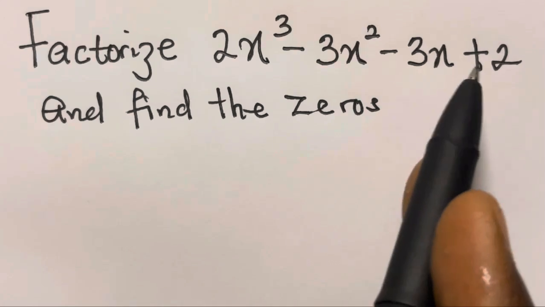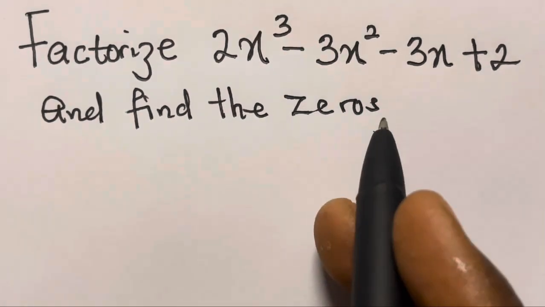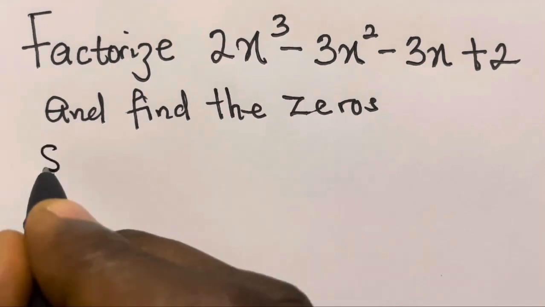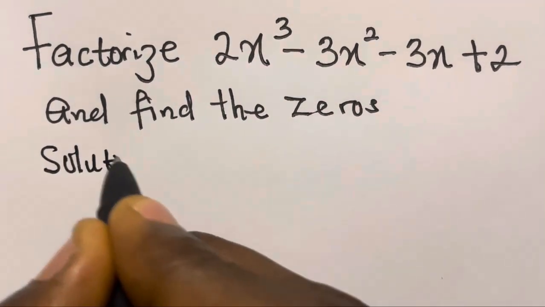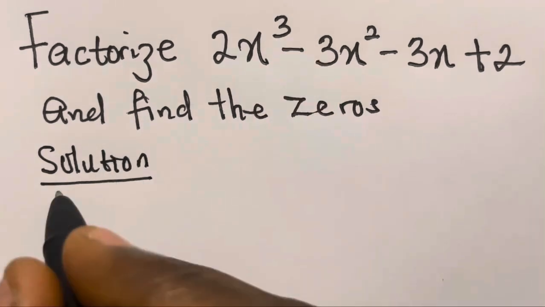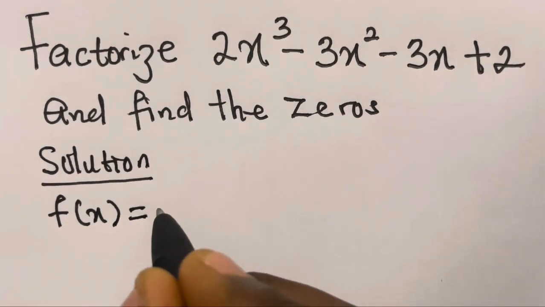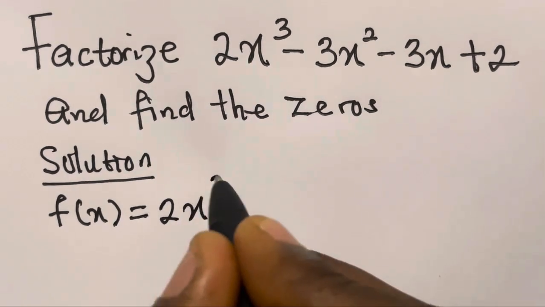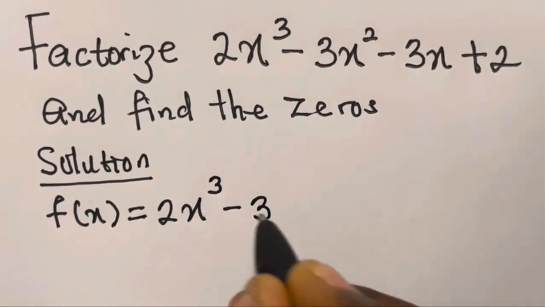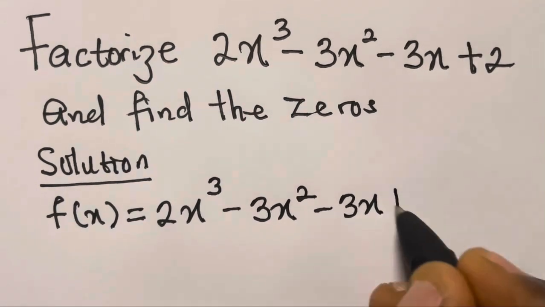In this video, we want to factorize 2x raised to the power 3 minus 3x squared minus 3x plus 2, and then after, we find the zeros. Let's say solution. We have our equation. Let's say we have f of x equals 2x cubed minus 3x squared minus 3x plus 2.